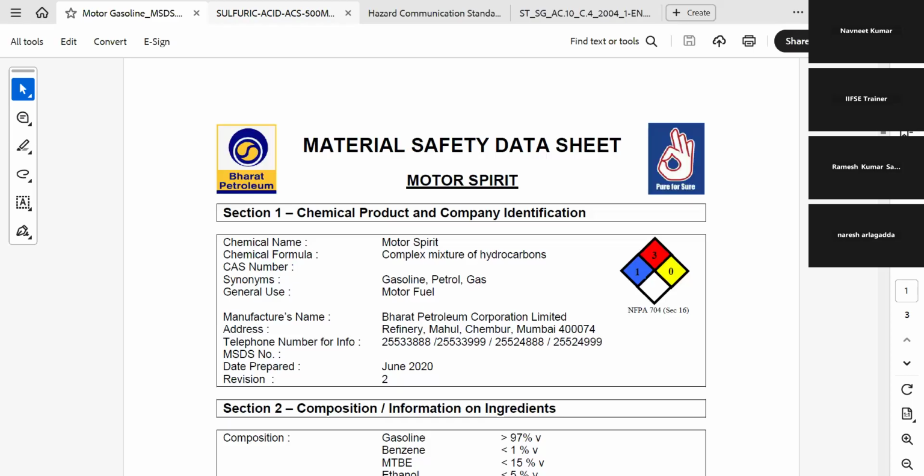Correct. They are both enemies if they are together. Okay, sir, they are both enemies. When we store them nearly in a room, the acids can catch fire, sir, as the reaction.